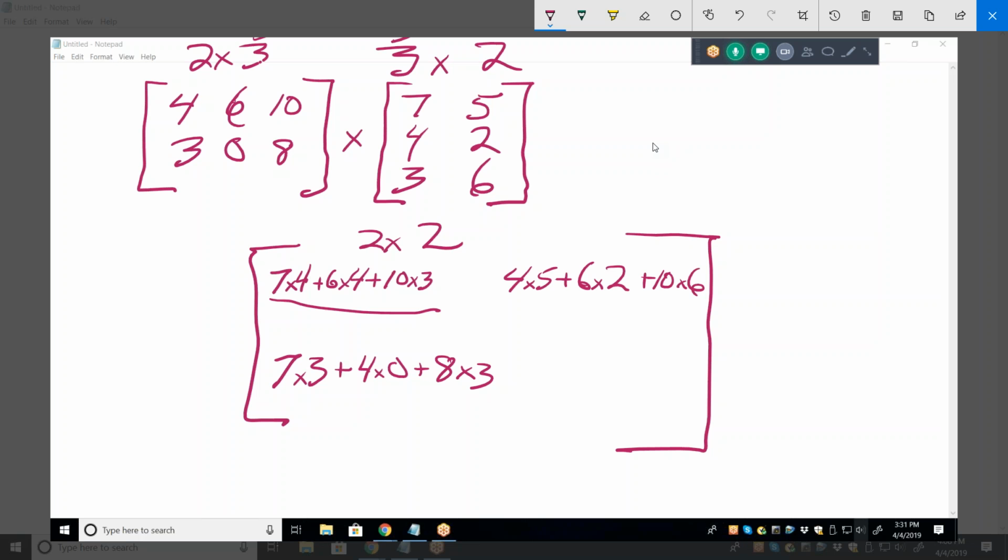And then the second row times the second column. 3 times 3. 3 times 5. Plus 0 times 2, plus 8 times 6. Now, I'll leave it up to you to do all those calculations, but you can see plainly that you end up with a 2 by 2. You just have to substitute these numbers. No point in us doing that. That's right. Okay, what else you got?